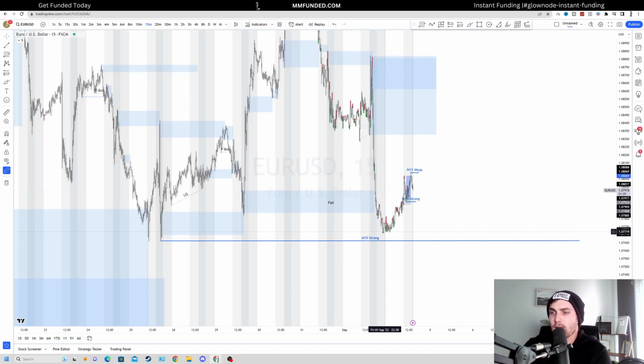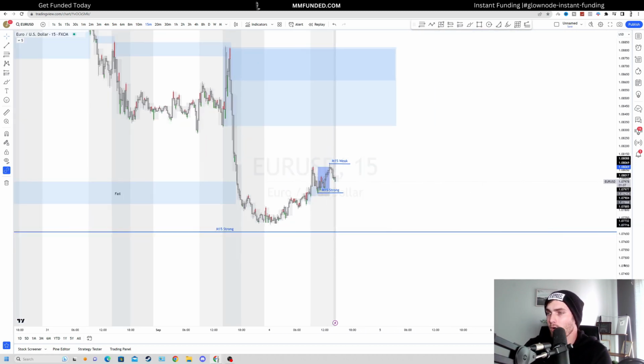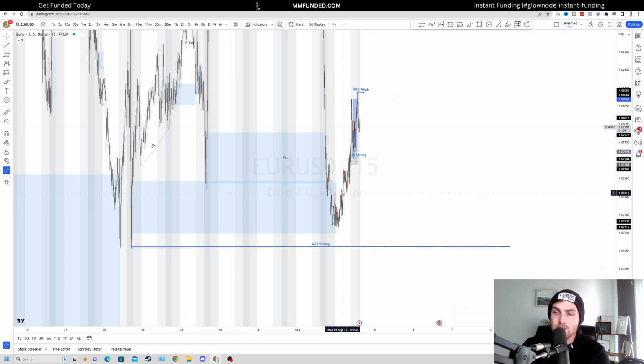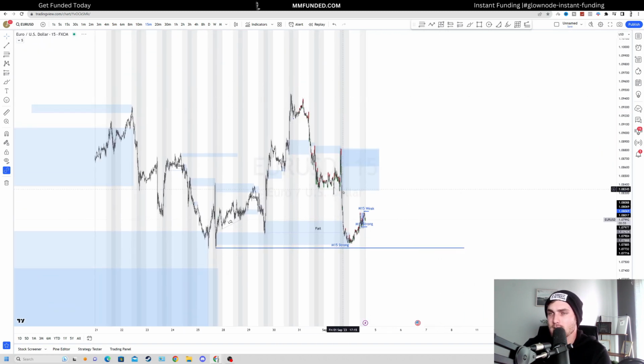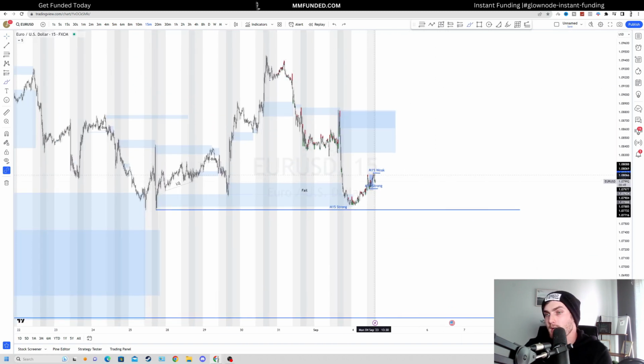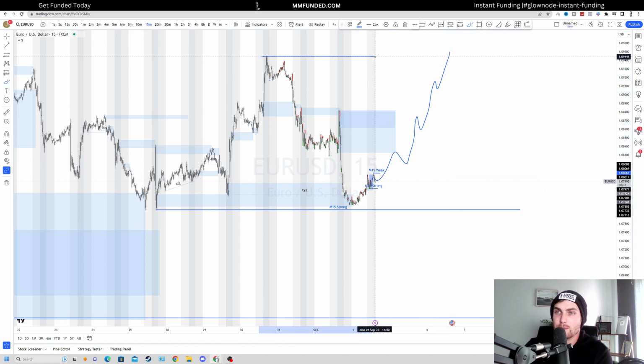We had areas of an M15 strong protected low. We're respecting institutional S&D areas, which is supply and demand, at the M15 strong protected lows to continue targeting these M15 expectational highs. Who's to say price might not even target these expectational weak highs?